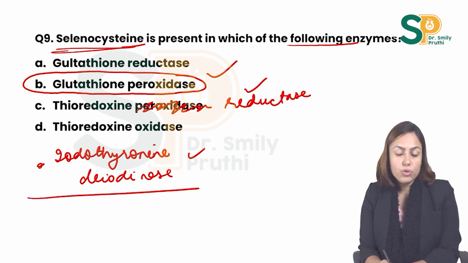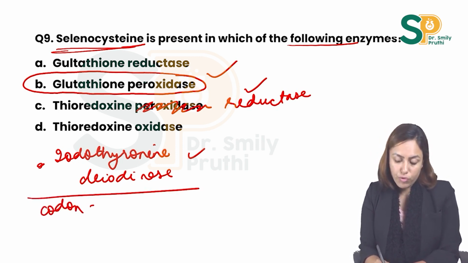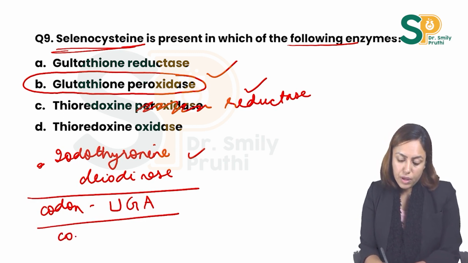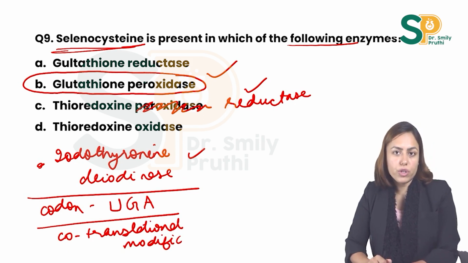Okay. Also, you should remember the codon of selenocysteine. It is UGA, and this amino acid is formed by co-translational modification. It is not post-translational modification, right?